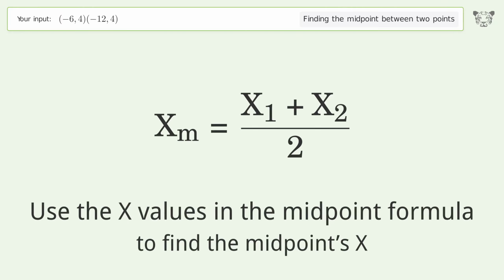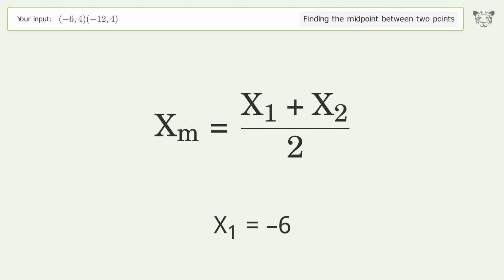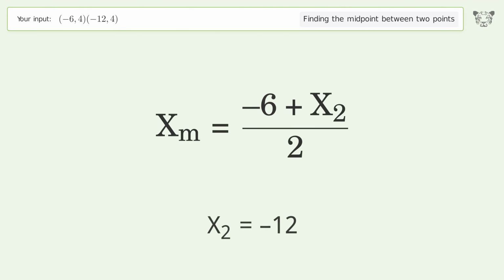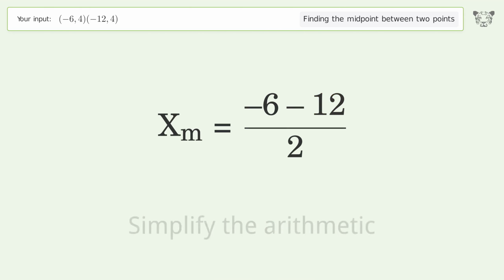Use the x values in the midpoint formula to find the midpoint's x. x1 equals -6. x2 equals -12. Simplify the arithmetic.